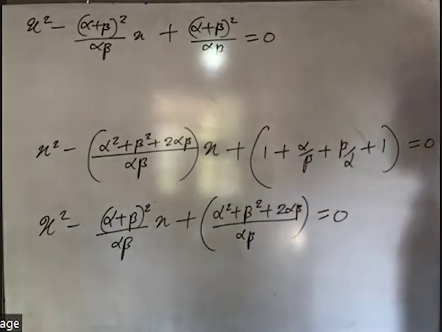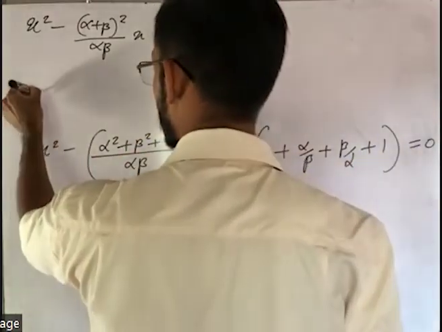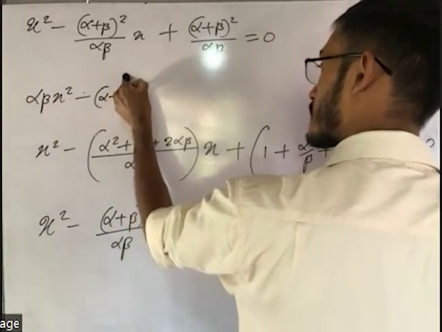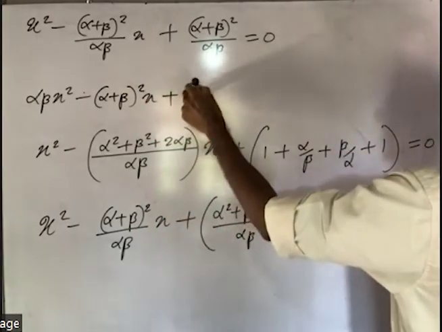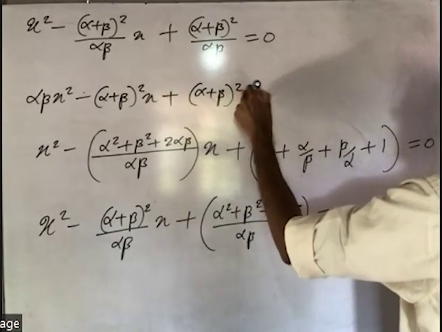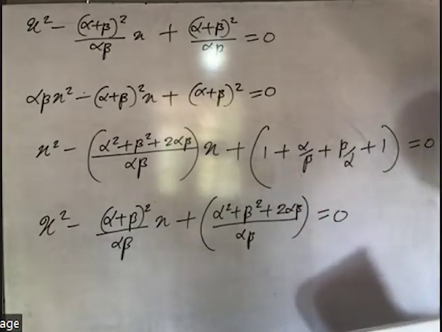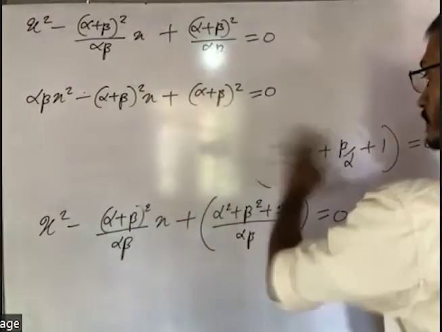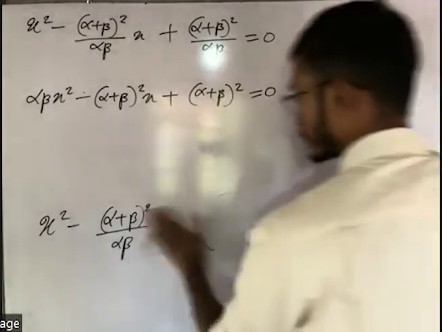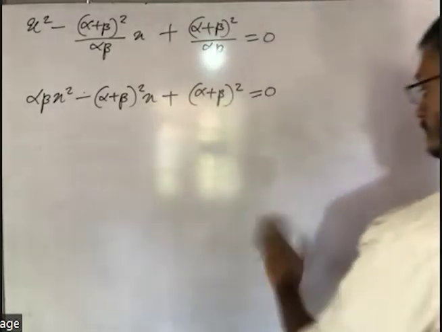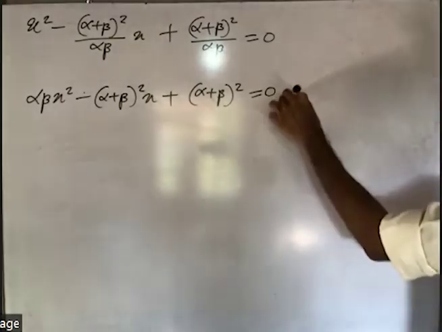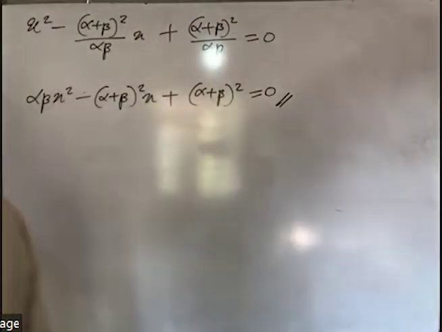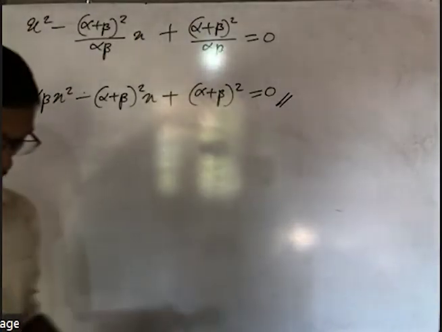equal to 0. Now we can multiply both sides by alpha beta. Then the final answer will be alpha beta x square minus alpha plus beta square x plus alpha plus beta square equal to 0. Right. So this is the final answer. Right. So in this way, using this formula, we can directly find the quadratic equation when the roots are given.